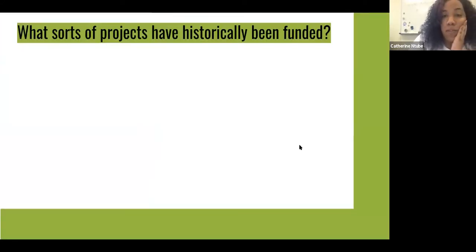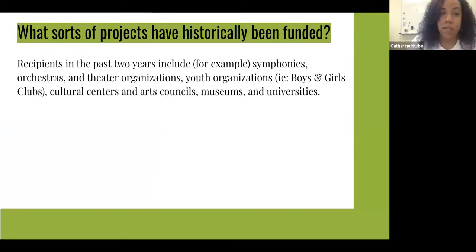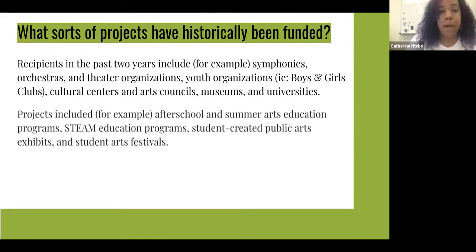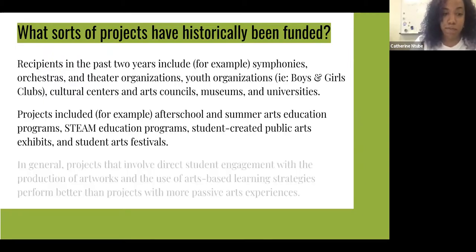The sorts of projects that have historically been funded, for example, not an exhaustive list: symphonies, orchestras, and theater organizations, youth organizations like the Boys and Girls Club and the Girl Scouts, cultural centers and arts councils, museums and universities have all had funded AEP projects in the past 2 years. Projects include, for example, again, not exhaustive, after school and summer arts education programs, STEAM education programs, student created public arts exhibits, student arts festivals.